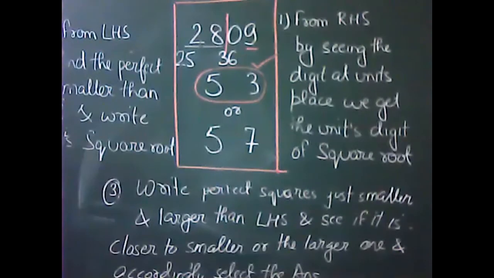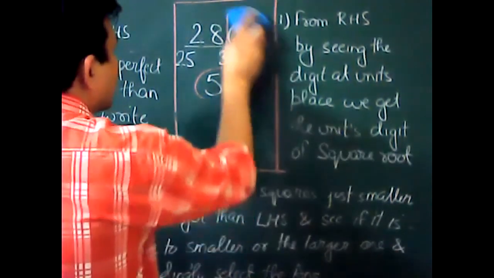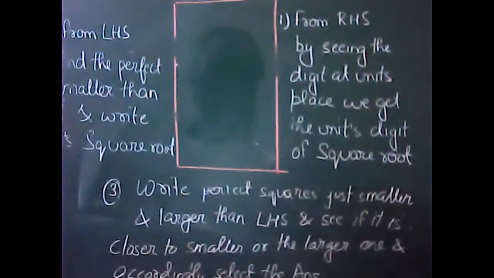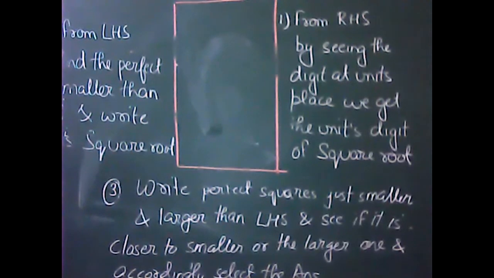Clear? Clear. It's easy now? Yes. Okay. I'm going to explain one more example. Kapil sir, how did you get 25 and 36? The perfect squares smaller and greater than 28. The perfect square just smaller than 28 is 25 and the perfect square greater than 28 is 36.